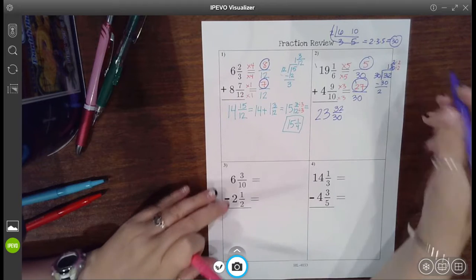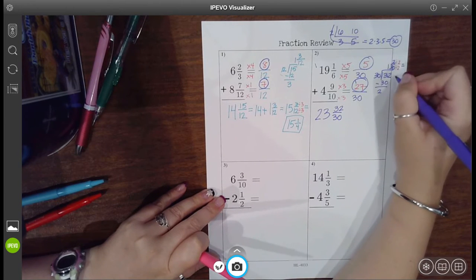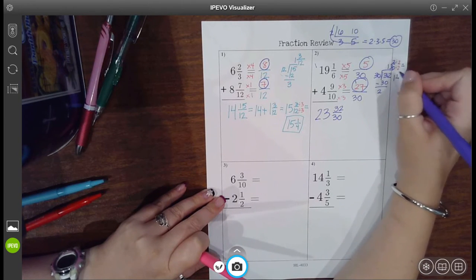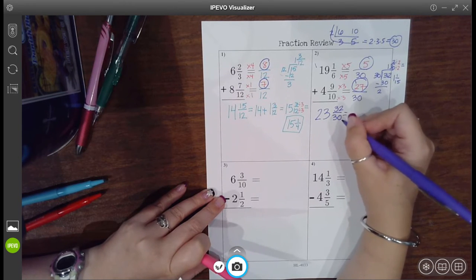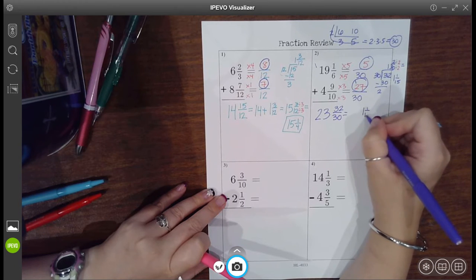Always show what you're reducing by so you're less likely to make errors. 2 divided by 2 is 1. 30 divided by 2 is 15. So that means that 32 over 30 is 1 and 1/15.